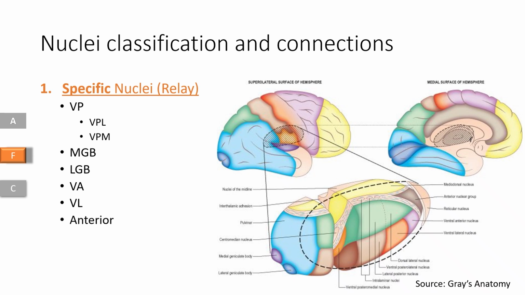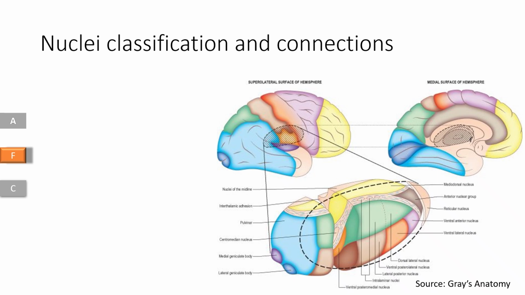Anterior nucleus is also important. This is the anterior nucleus. As I said before, anterior nucleus is a part of the Papez circuit which projects onto the cingulate gyrus. You can see the cingulate gyrus here. So it is projecting onto that. It is part of the Papez circuit.